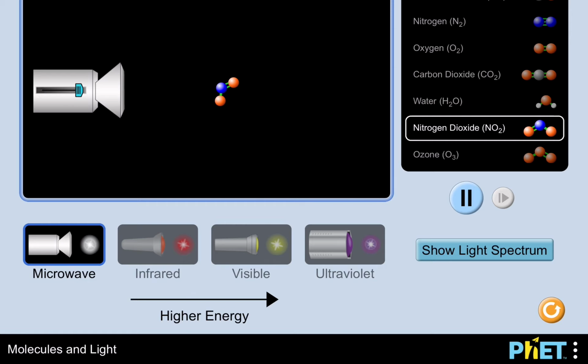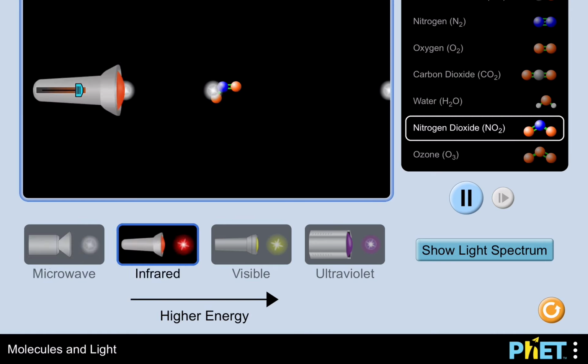And I have a simulator that can shine photons of light. There's microwaves shining on an NO2 molecule. Microwaves cause rotation in molecules and molecular bonds. So it's actually also called rotational spectroscopy. If you kick it up to infrared, that has a higher energy of light, and you can see what the molecule does. It actually vibrates. In fact, vibrational spectroscopy is a key word to know for IR spectroscopy.